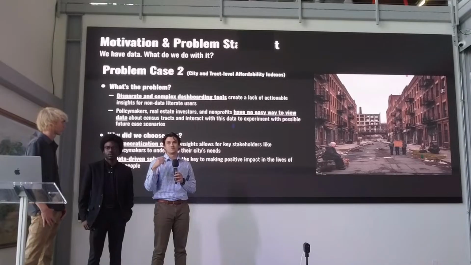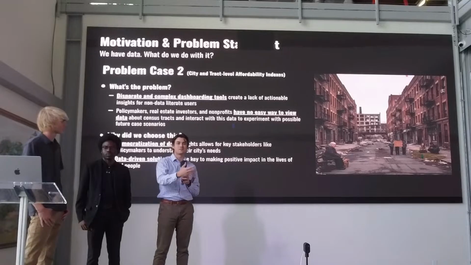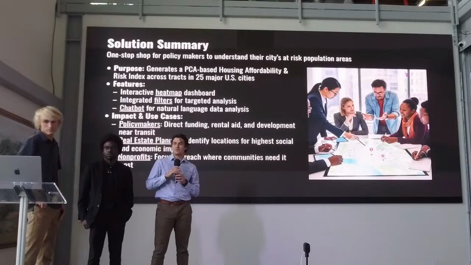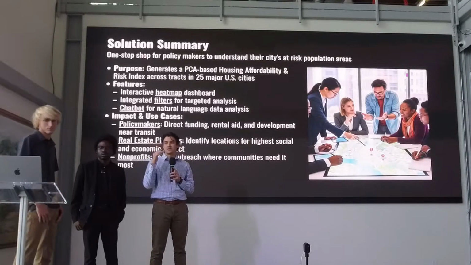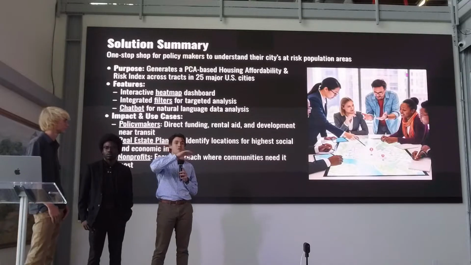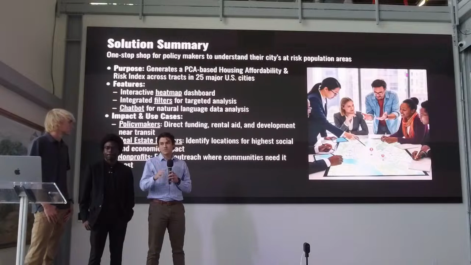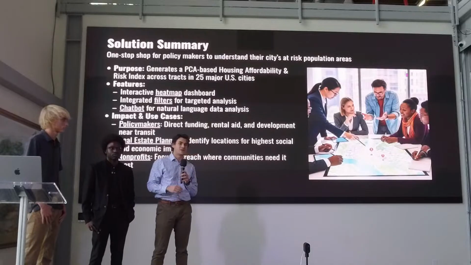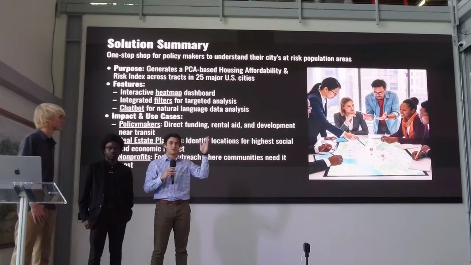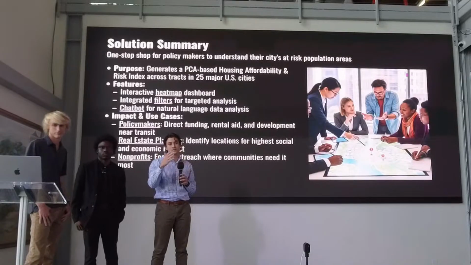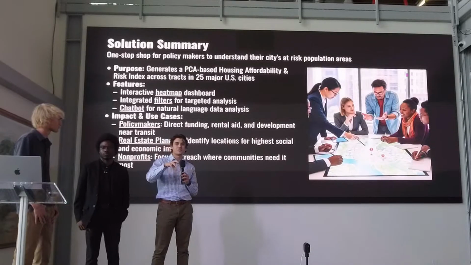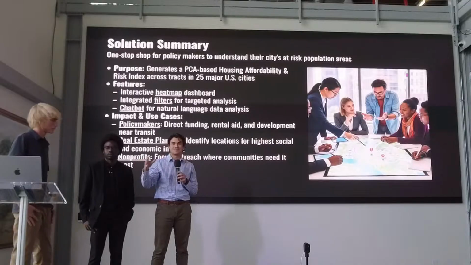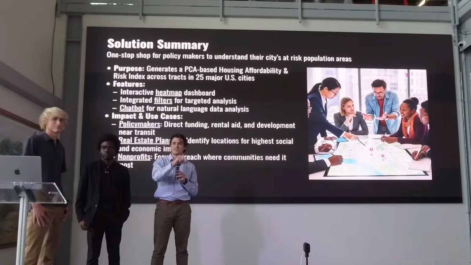Dataset, or more available information, so people can make data-driven decisions. So our solution: we generated a PCA-based housing affordability and risk index analysis across all 25 cities. The main features are a heat map dashboard and a set of filters that let you filter the different tracts by whatever you're looking at, whether policymakers, real estate planners, or nonprofits. We want to use these data to drive actionable insights to really help people. We don't just want this to be a project that we make over a weekend. We wanted to actually be able to change the cities that we live in.